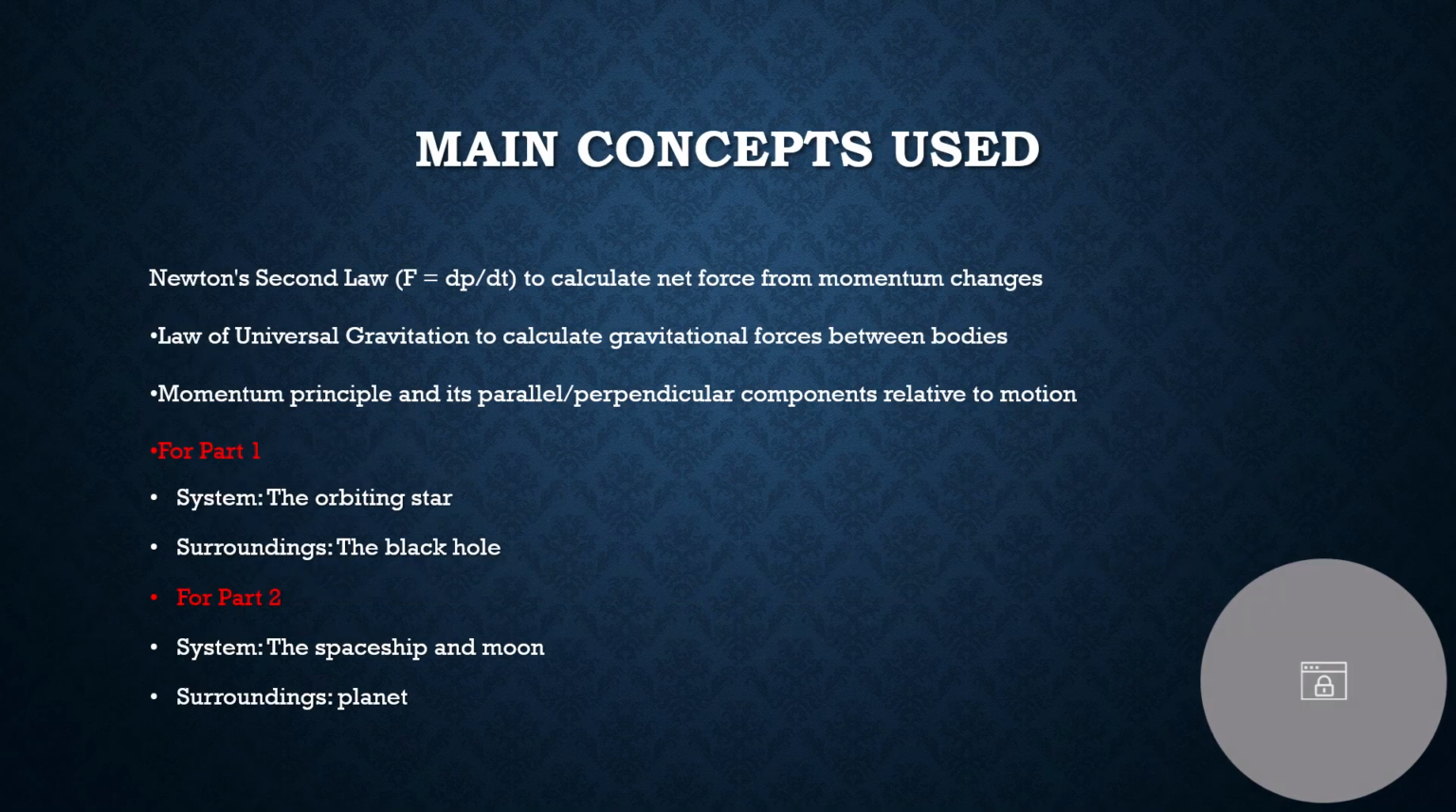The main concepts used are Newton's second law to calculate net force from momentum changes, the law of universal gravitation to calculate gravitational forces between the bodies, the momentum principle, and the parallel and perpendicular components relative to motion and what those contribute to. For part 1, the system is the orbiting star and the surroundings are the black hole. For part 2, the system is the spaceship and moon and the surroundings are the planet.